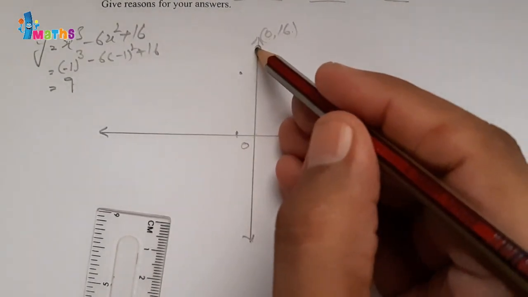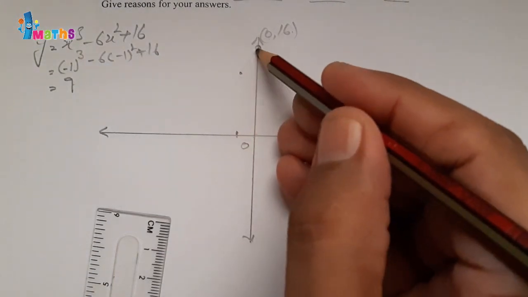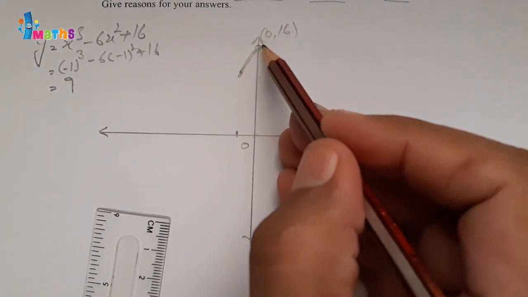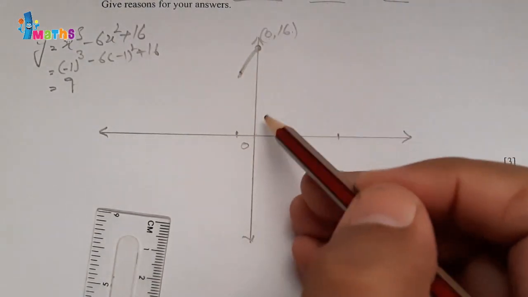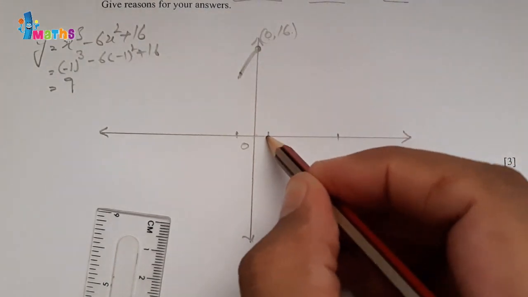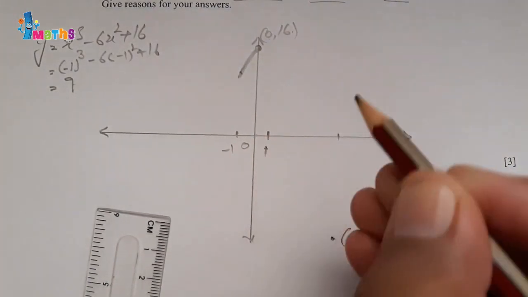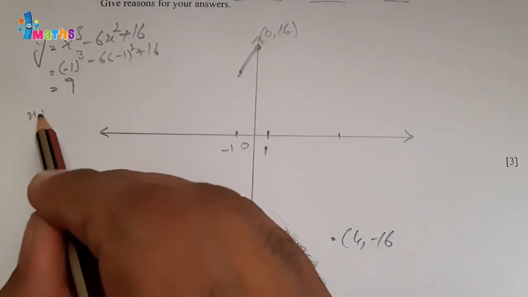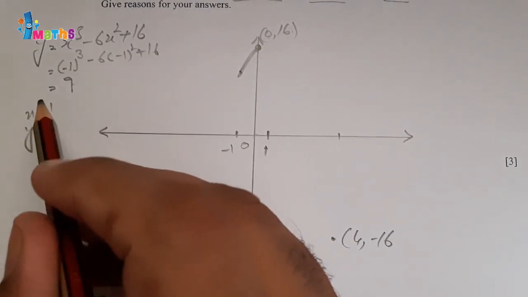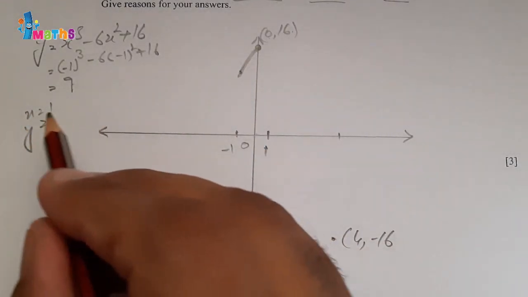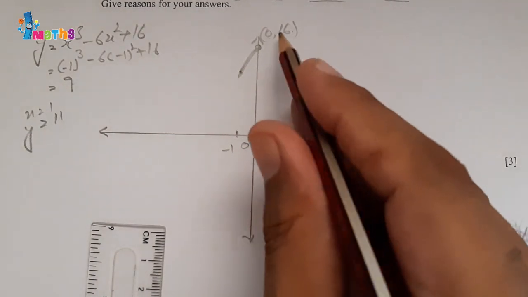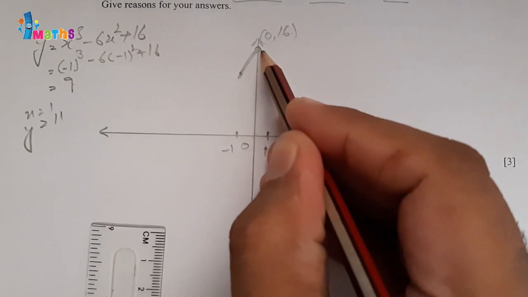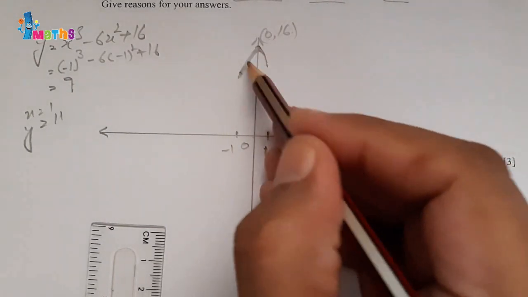So our curve will be like this one. This is proving that it is a turning point. If we take the next value, like for example 1, this is minus 1 and this is 1. So if we replace x is equal to 1, y will be equal to 11. 11 means it will also be lower than 16. So this side is also turning down. So this is showing that this is maxima.